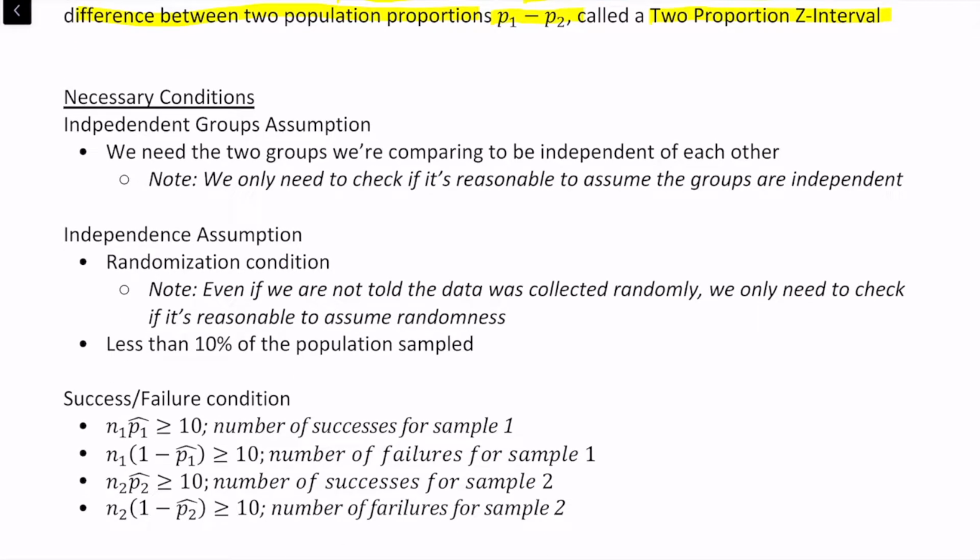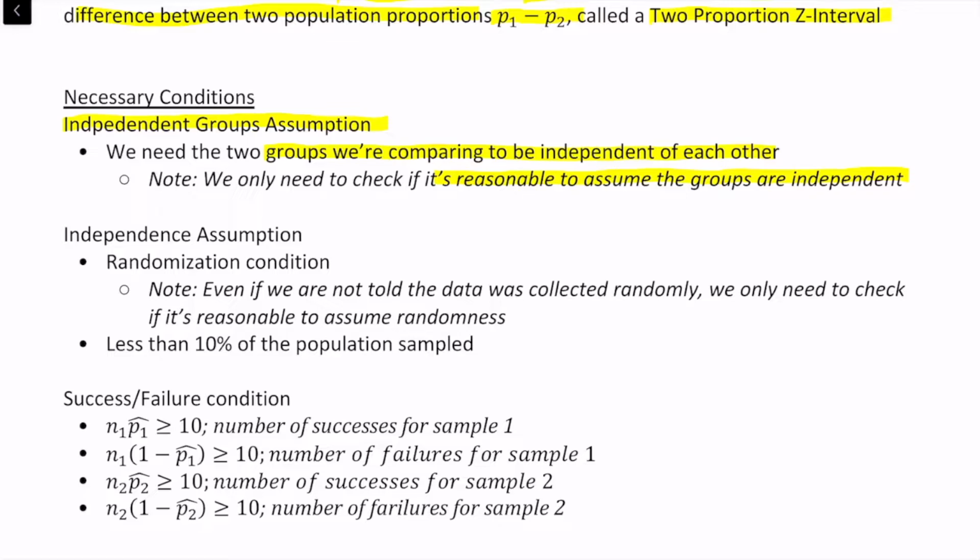The bulk of these conditions should seem very familiar. We just have one new extra condition, the independent groups assumption. Remember, now we are comparing two different groups, so we need to make sure that those two groups are independent of each other, meaning one group's results have nothing to do with another group's results. Even if we're not told explicitly that they're independent, all we need to make sure is that it's reasonable to assume that the groups are independent.